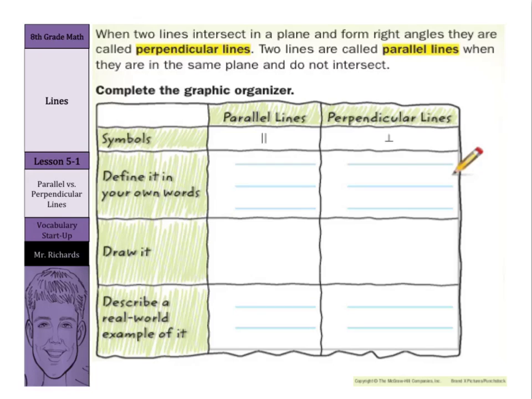Hi, Mr. Richards here. Today's lesson is on lines. Our objective is to identify relationships of angles formed by two parallel lines cut by a transversal.